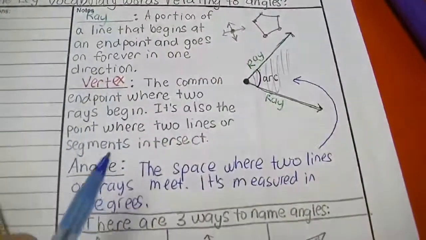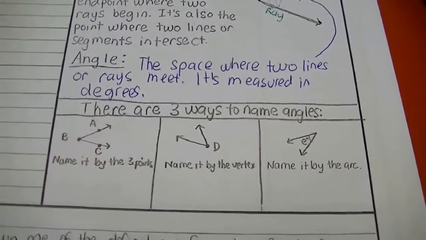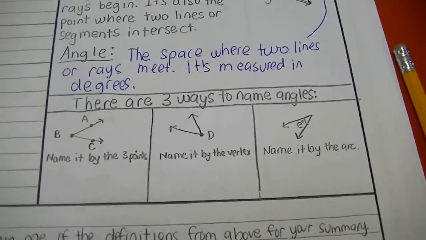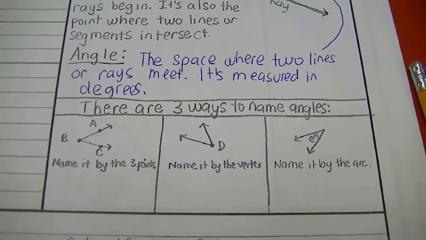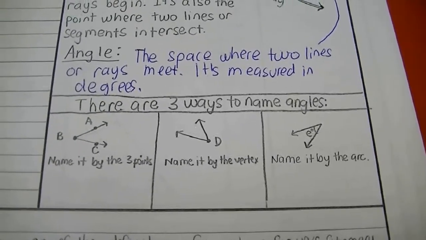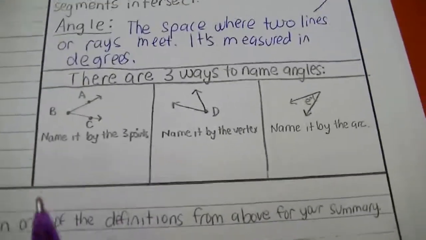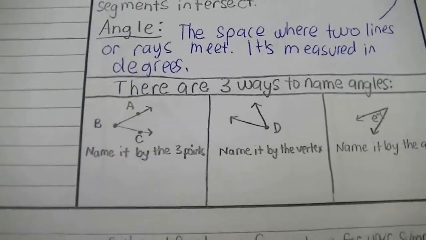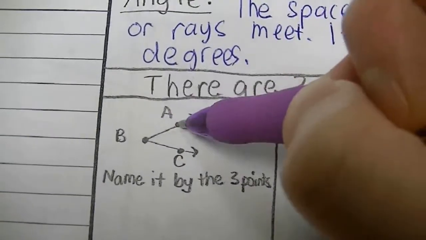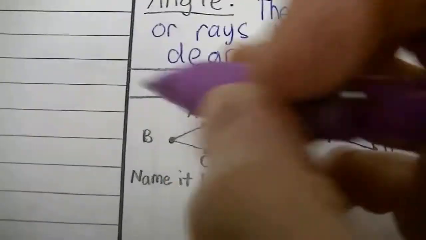All right, now the next part of our notes, you need to know that there's 3 different ways to name angles, and I'm going to expose you to all 3 of them just so that you're familiar with all of them in case you're confronted with them on your assessments or in different math books and things like that, okay? So one way to name an angle is naming it by the 3 points. So if they give you 3 points like that, that's one way to name it.